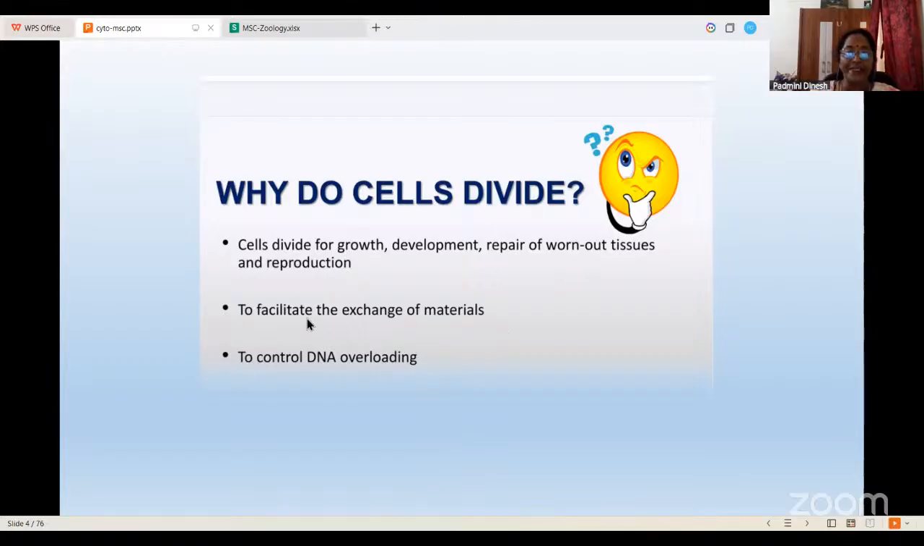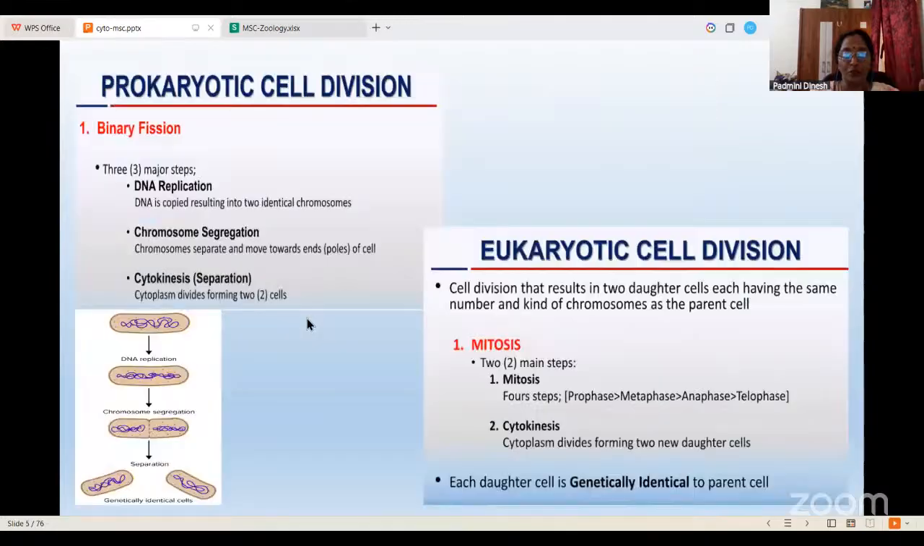Then the next is to facilitate exchange of materials, that is, exchange of genetic information of maternal and paternal information. So for that also cell division is necessary, and also to control DNA overload. The DNA shouldn't go extremely high, so during meiosis, the reduction division has to occur, and for that also you need cell division.